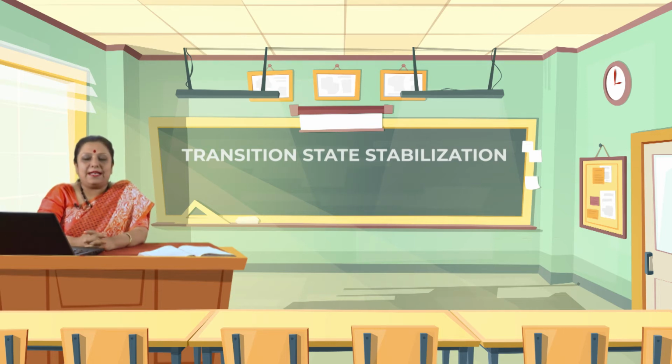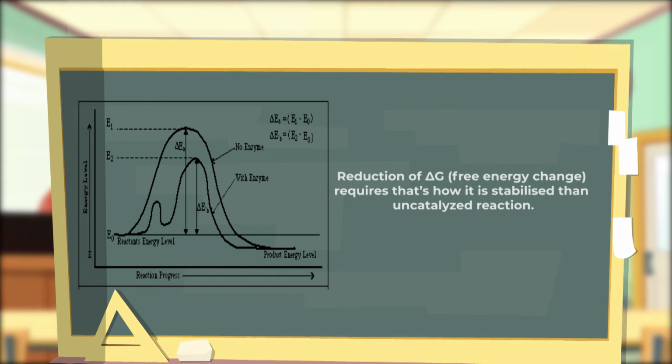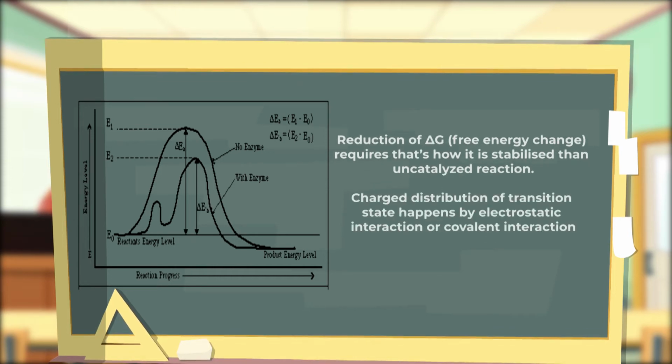Transition state stabilization happens via reduction of delta G, or free energy of the reaction. Charge distribution happens via covalent bond formation or electrostatic interaction.